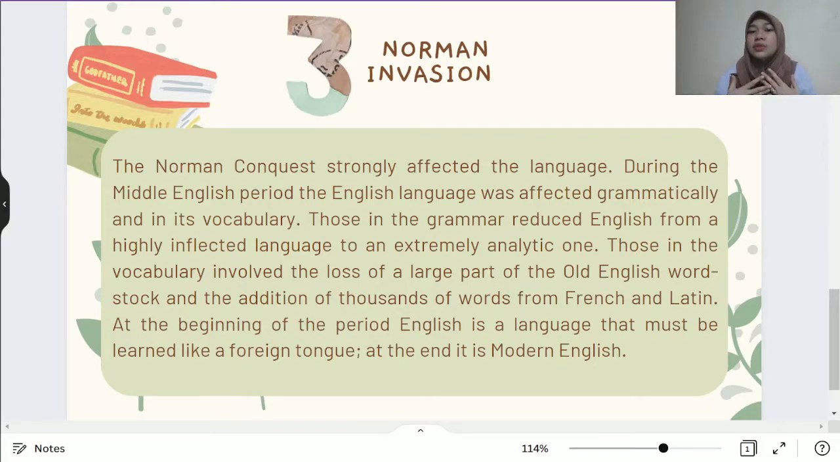And the English language was only in use by the common folk. By removing Old English from the ruling classes, the door for changing the primary language had been opened. And simplification happened as the common people tried to communicate with those whose first language was not English, which is the Normans. At the beginning of this period, English is a language that must be learned like a foreign tongue. And in the end, it is modern English.